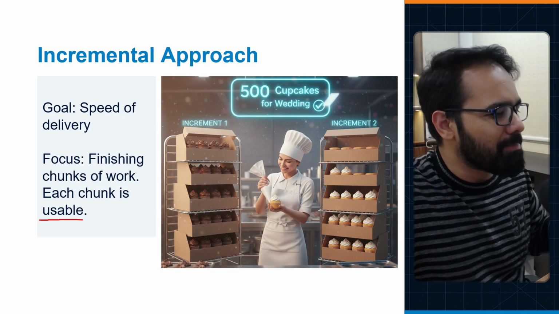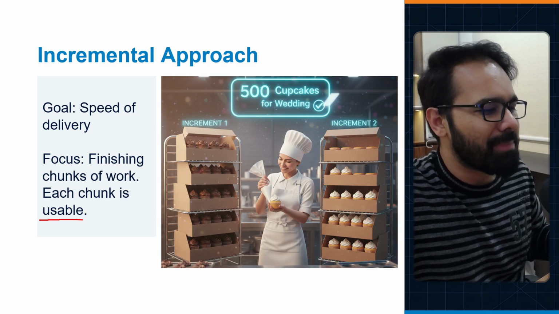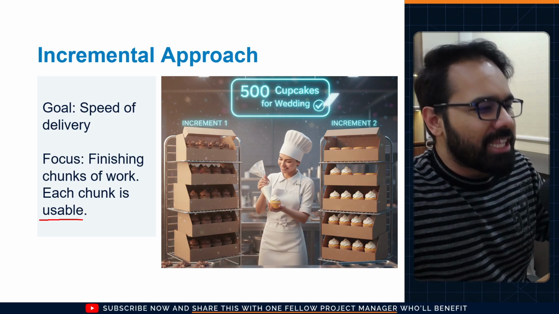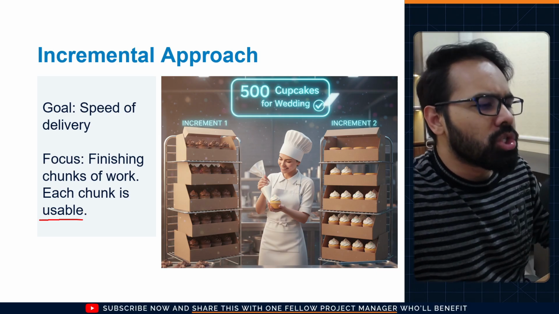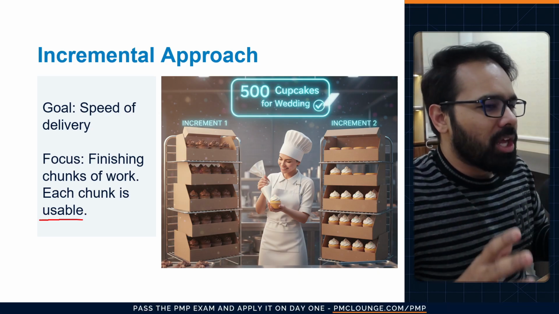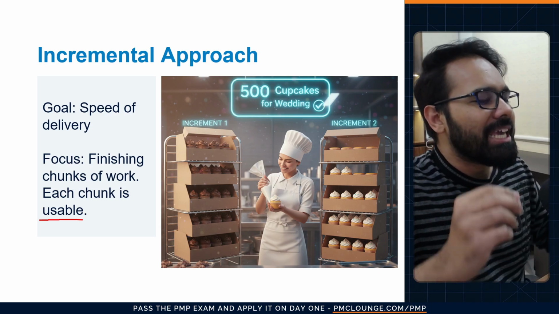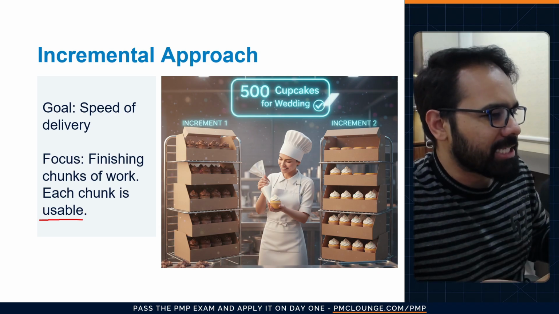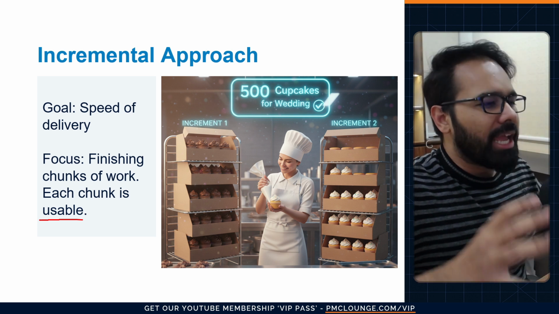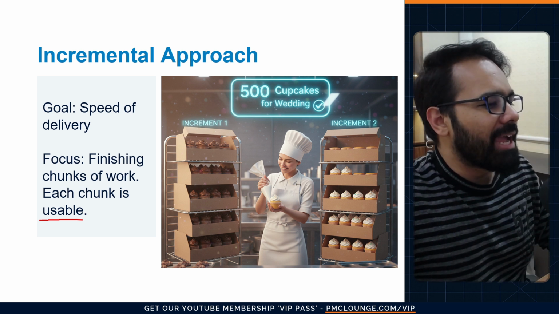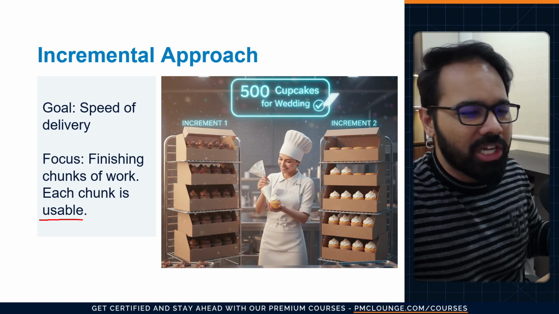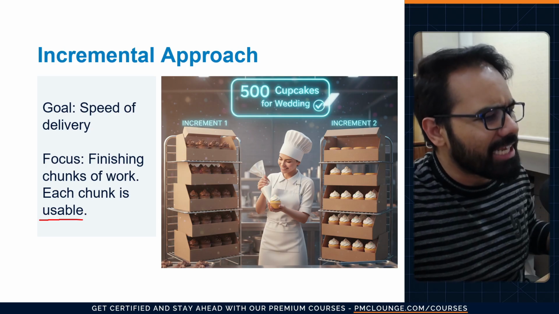So here is the simplest way to remember the incremental approach. Imagine there is a baker and this baker is catering a huge wedding. The requirement is actually fixed. The requirement here is 500 cupcakes. Half of them are chocolate, the other half are vanilla, and everything needs to be delivered by 5 p.m. So you know the scope and there is very low to no uncertainty at all.